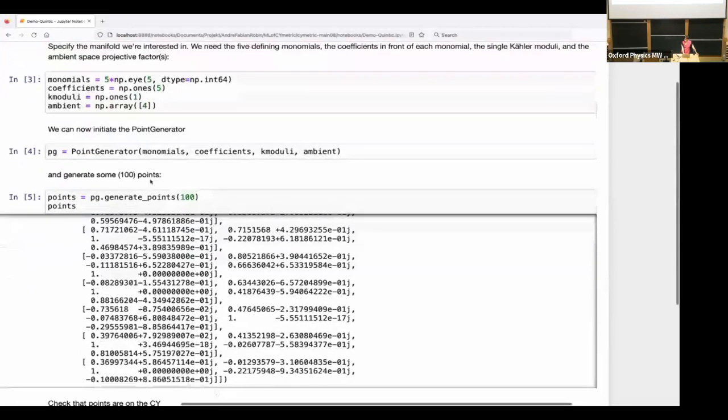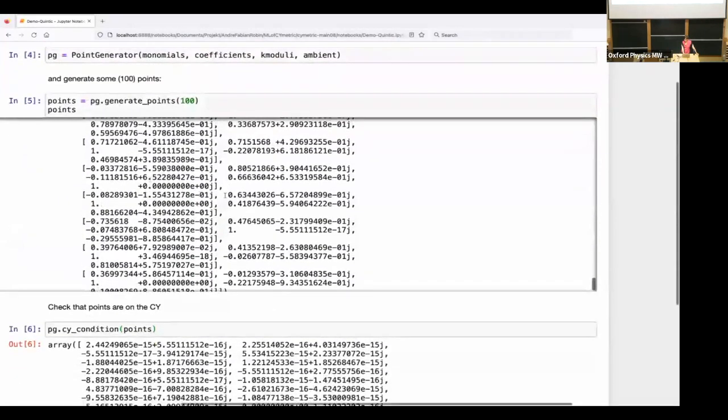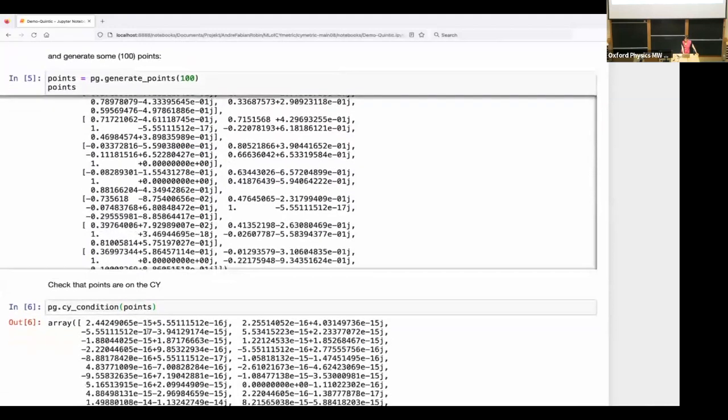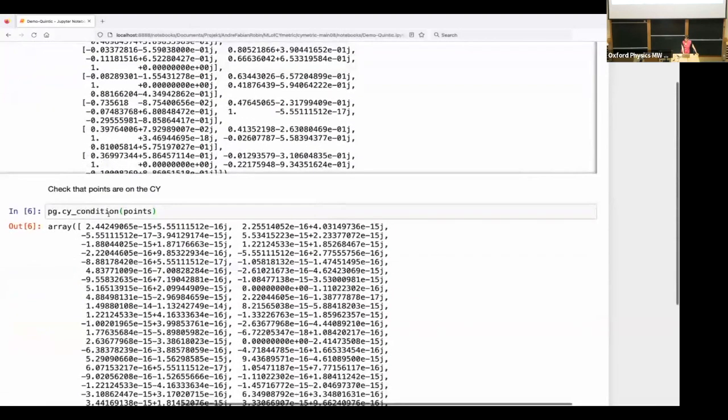If we want to check now that these points are on the Calabi-Yau, then we can do that here. There's a function called cy condition. You feed in the points, and then you should check that this gives you a small number. This checks the distance from the point to the Calabi-Yau hypersurface. And we see here that we get very small numbers, so these are all okay. If you have a random point and you just want to test whether it is on the Calabi-Yau, you can plug it in here and see that it is.